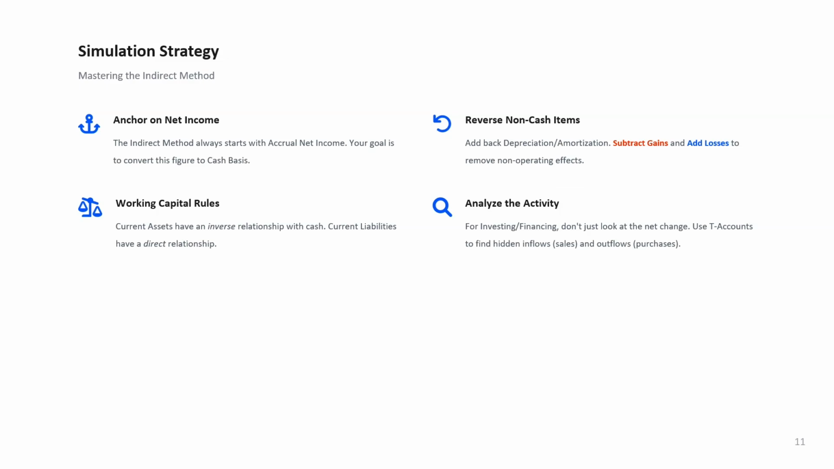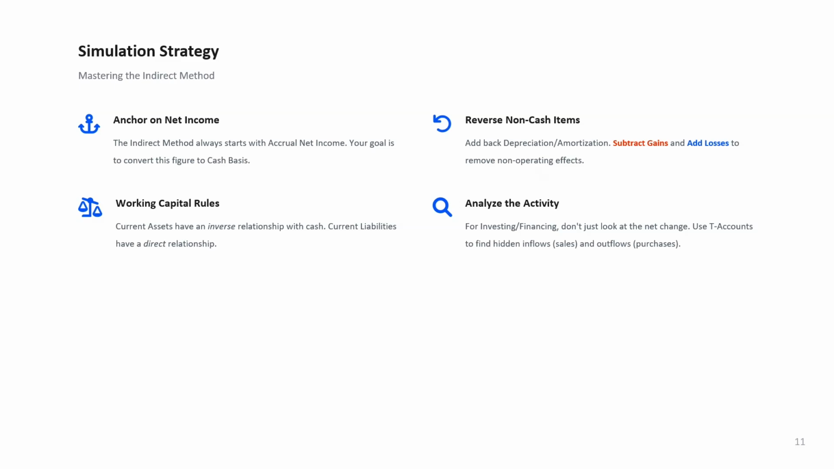Just practice and practice. Now let's distill the key strategic takeaways for mastering the indirect method. The entire process anchors on net income. We start from net income, then systematically convert that accrual number into a cash number. The first step is reversing the non-cash items like depreciation and amortization. You add these back because they reduce net income but didn't actually use any cash.